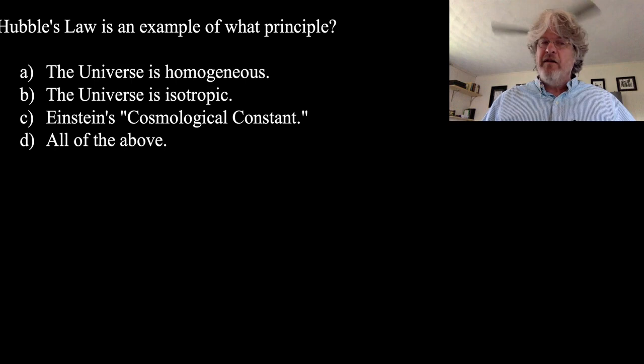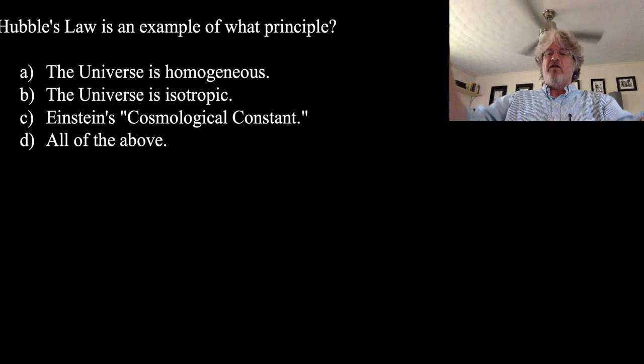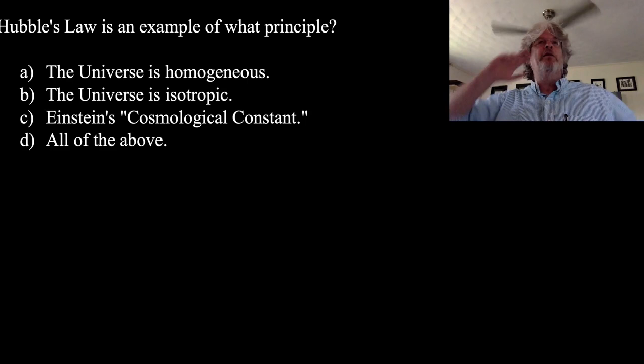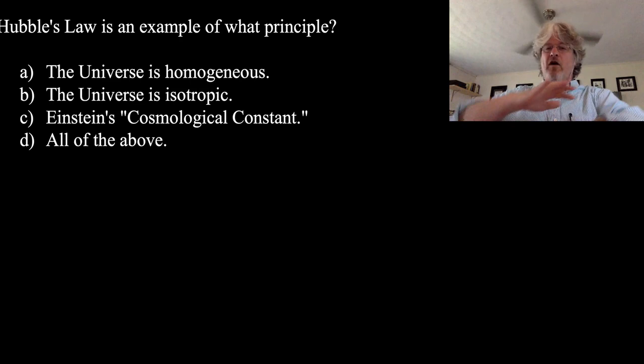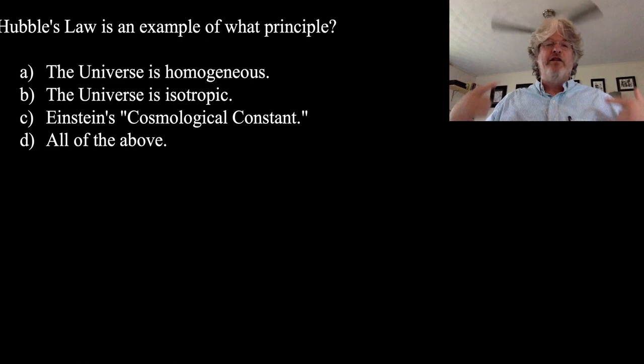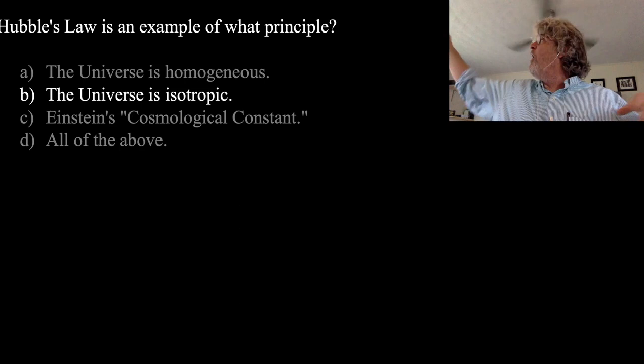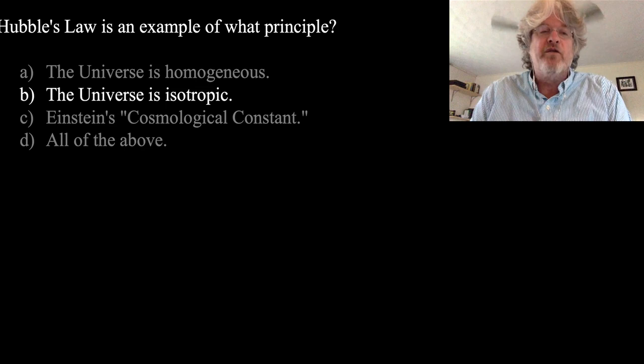Homogeneous just means the distribution is uniform, everything is spread out the same. This looks no different from that, looks no different from that. And isotropic means it looks the same in every direction. I see the same thing in every direction. And sure enough, with Hubble's law, I see galaxies in every direction moving away from me. So the answer for that one is isotropic.